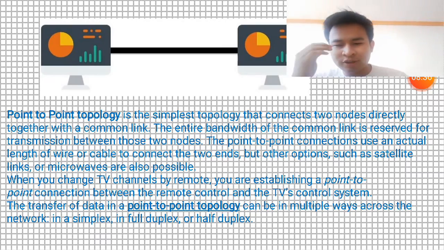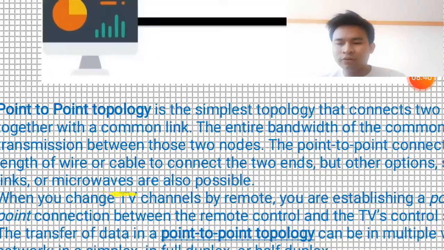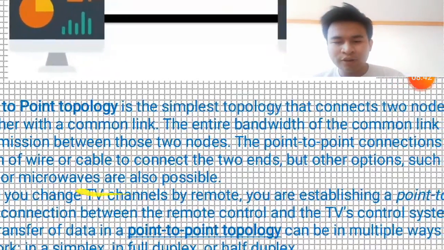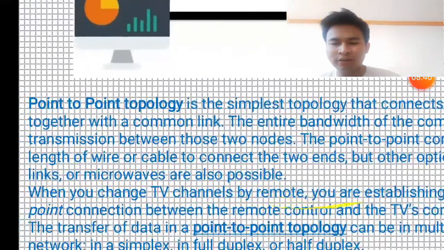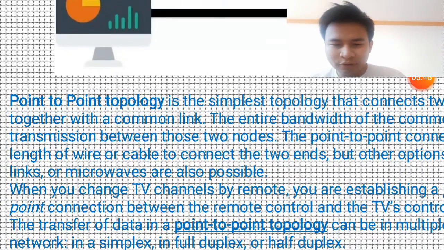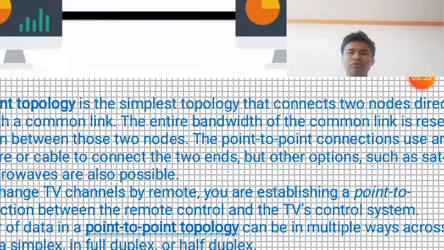Point-to-point topology is the simplest topology that connects two nodes. It's two nodes directly together with a common link. The entire bandwidth of the common link is reserved for transmission between those two nodes.